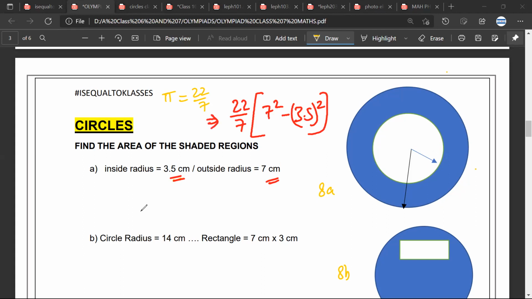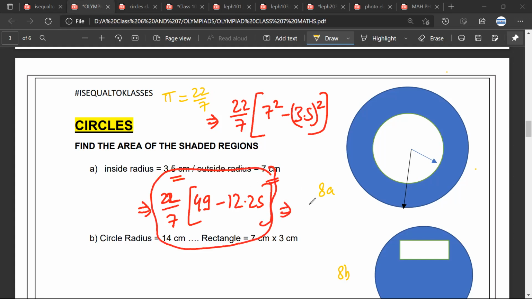Now you need to calculate the value of 7 square, which will be 49, and you need to calculate the value of 3.5 square. 3.5 into 3.5 is 12.25. So you calculate this and you will find the value of the area. Satya, any doubts still? No, sir, understood.